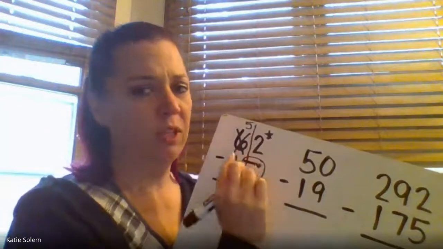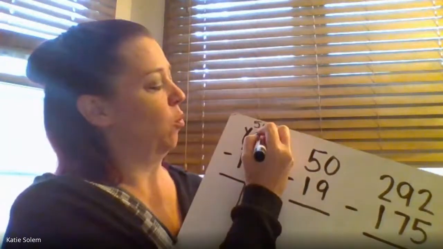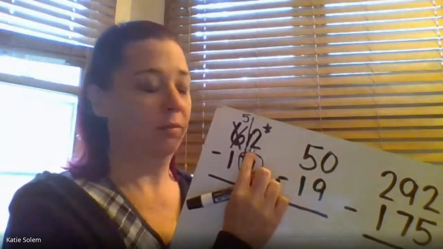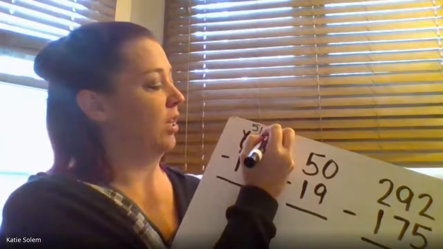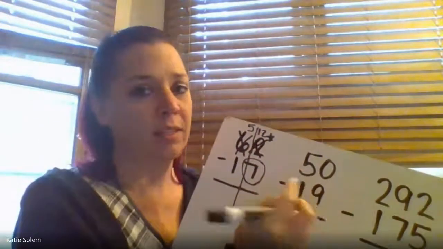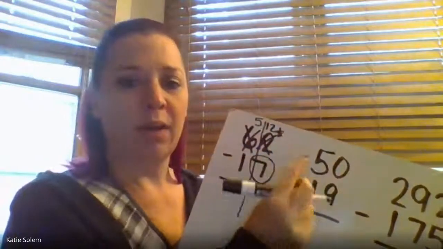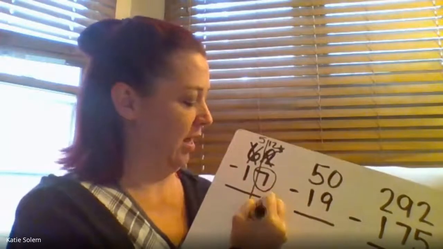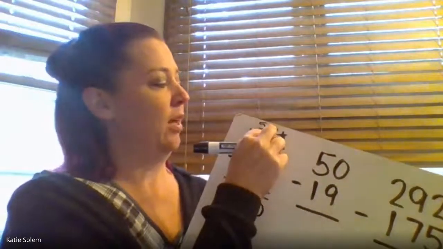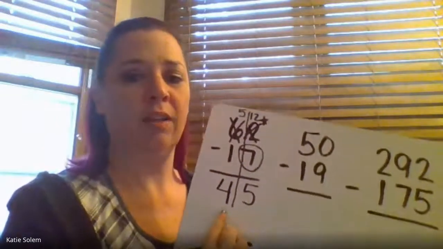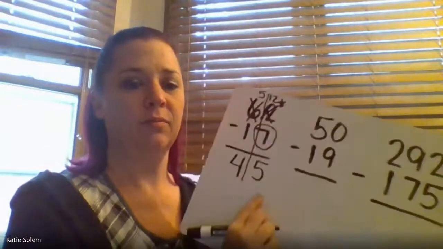Now there's 2 different ways we can show this. We could make a 1 right next to the 2, showing that that is 12, or we could cross out the number and write 12 on top. Either way is fine. So now we have the problem 12 minus 7, and we can do that. That equals 5. Now we have 5 tens minus 1 ten, which gives us 4 tens, so our answer is 45.